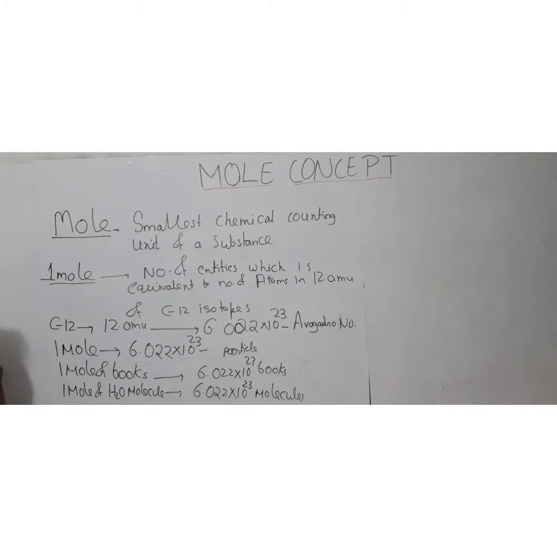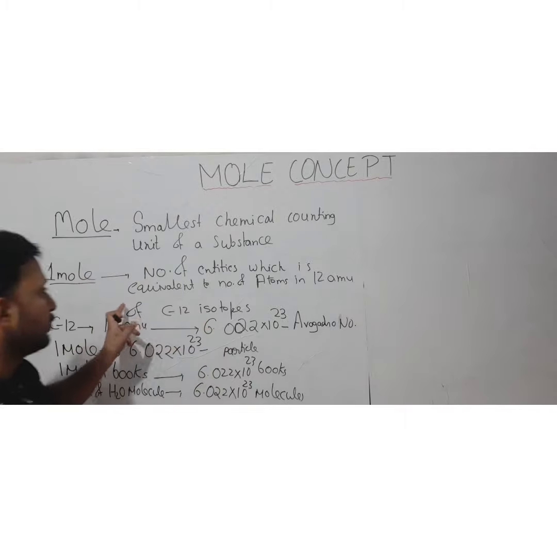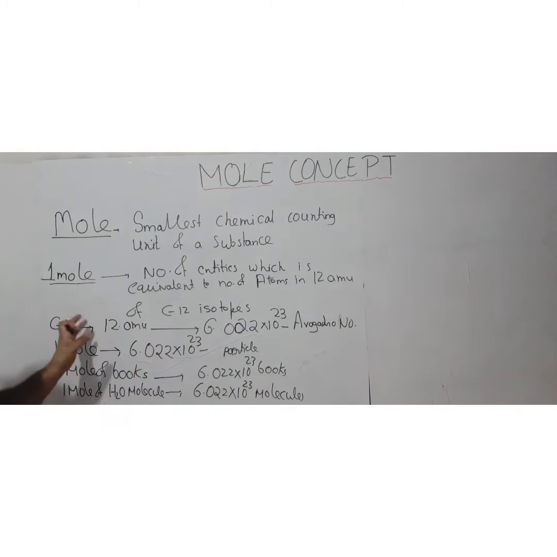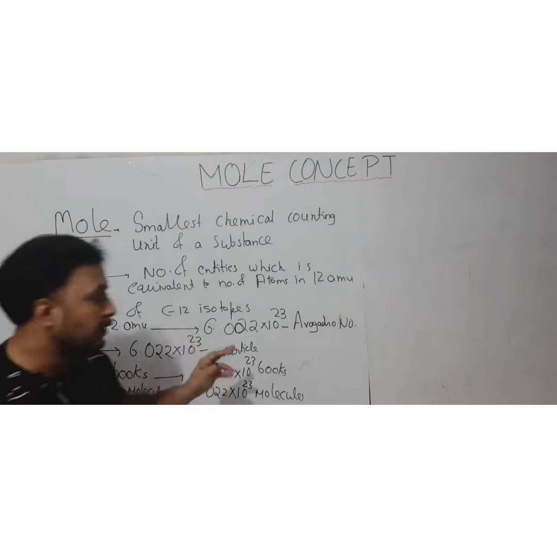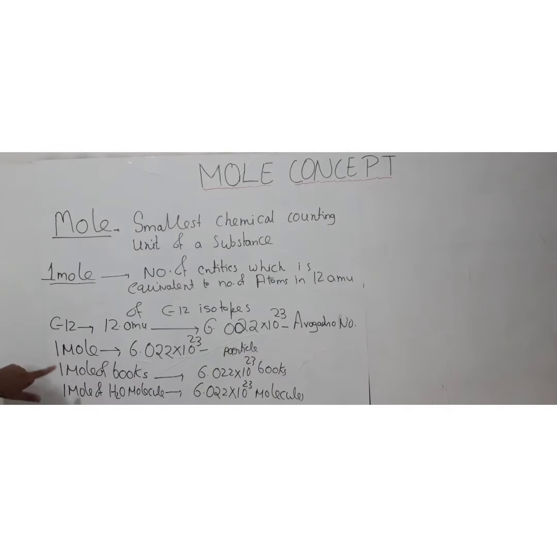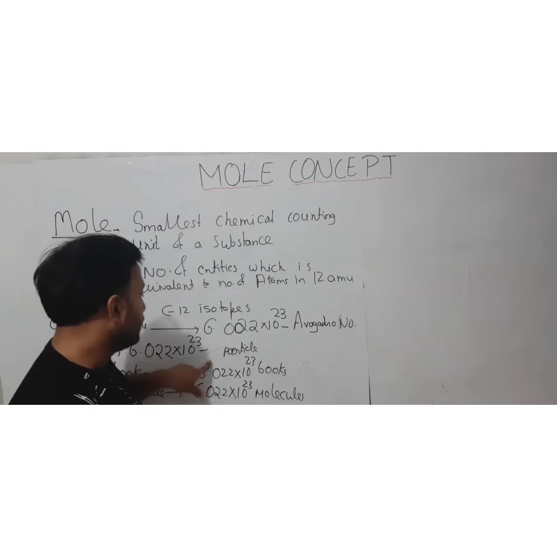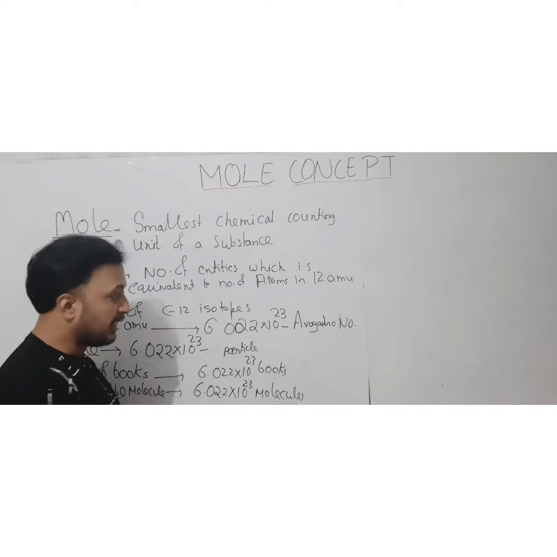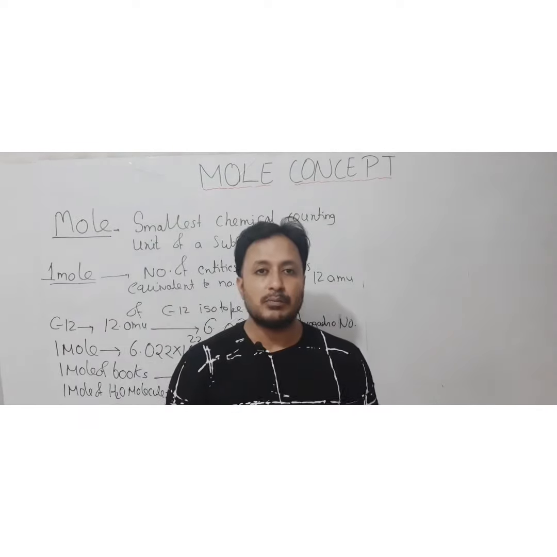So now you can understand what the meaning of 1 mole is. 1 mole is equivalent to the number of entities, which is equivalent to the number of atoms in 12 AMU of carbon 12, because carbon 12 has only this much mass. Then it is always equivalent to the Avogadro number, which is a calculated value. And then we can say that 1 mole of any substance will be equivalent to 6.022 into 10 raised to power 23 particles. Okay, the examples are there. So like that we can know what 1 mole is.